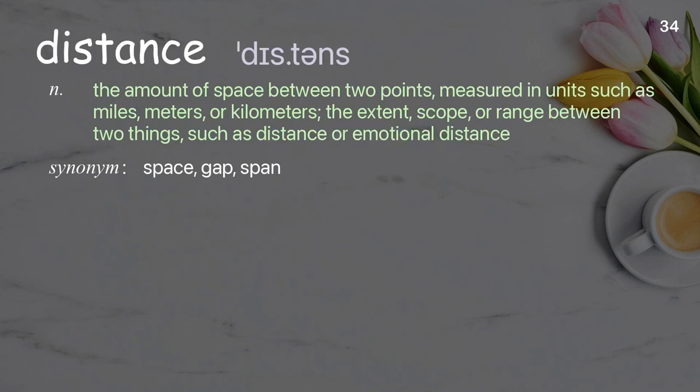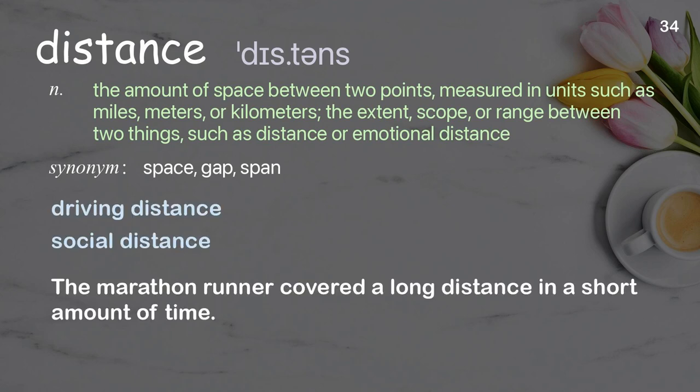Distance. The amount of space between 2 points, measured in units such as miles, meters, or kilometers; the extent, scope, or range between 2 things, such as distance or emotional distance. Examples: driving distance. Social distance. The marathon runner covered a long distance in a short amount of time.